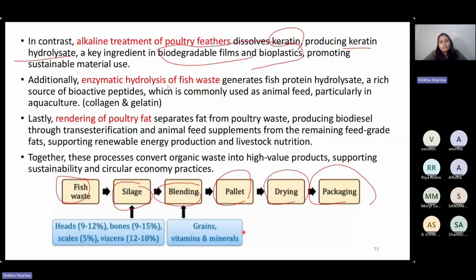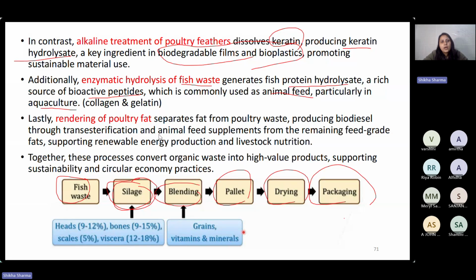And when we do the enzymatic hydrolysis of the fish waste, it generates fish protein hydrolysates. So it is a very rich source of bioactive peptides. It can be used in animal feed, aquaculture also. So it has basically the collagen and gelatin as a high source of protein.